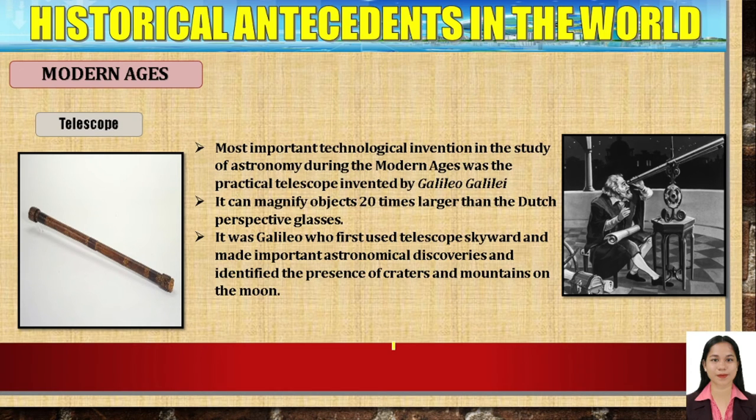So for the first time, it became clear that the universe is far larger than previously imagined and the Earth far smaller compared to the entire universe. So yung universe daw natin is mas malayo. Because of the telescope, the discovery ni Galileo Galilei na yung universe is far larger than previously imagined and the Earth far smaller compared to the entire universe. So mas malaki yung universe kaysa sa Earth. So yun yung telescope.